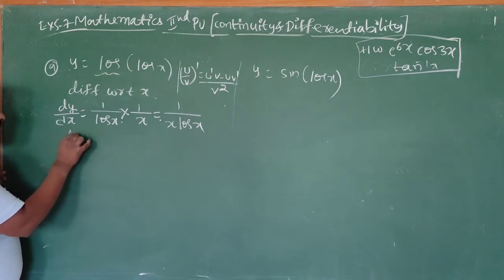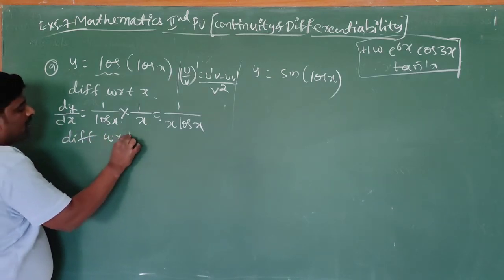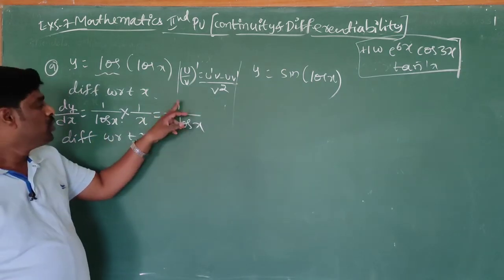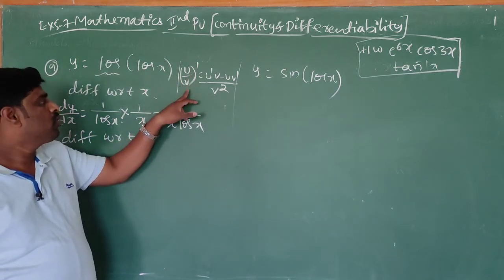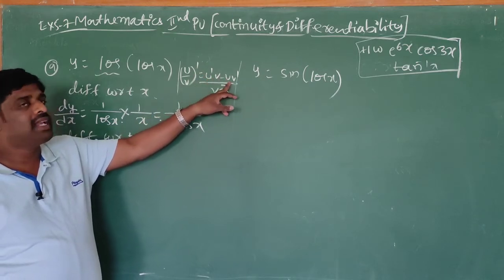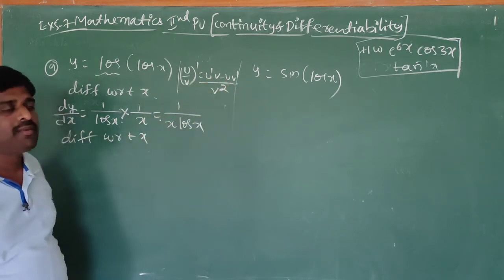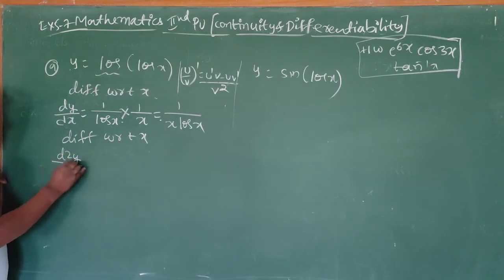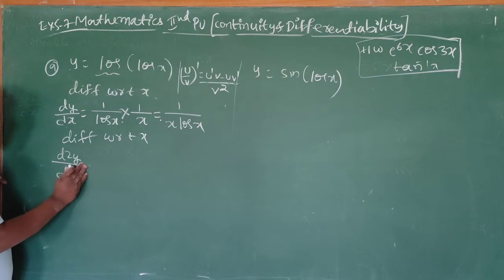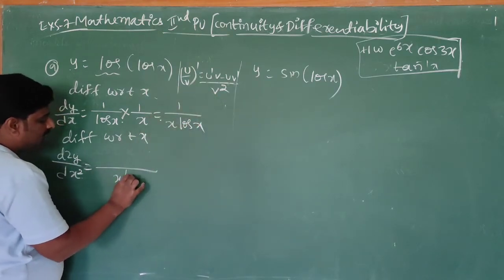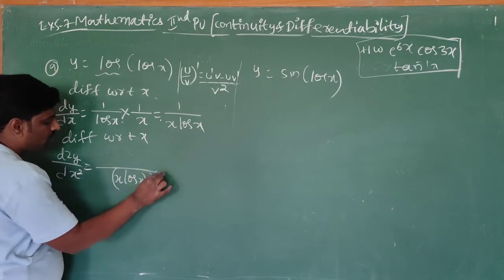Again differentiate with respect to x. So it is of the u by v form. The u by v formula is u by v whole dash is equal to u dash v minus uv dash divided by v square. So d square y by dx square is equal to, v square, x log x whole square.